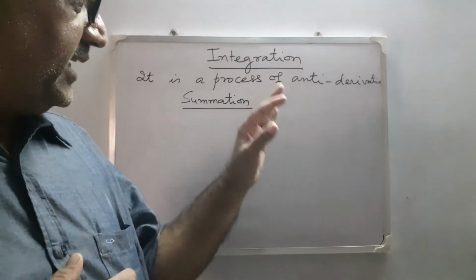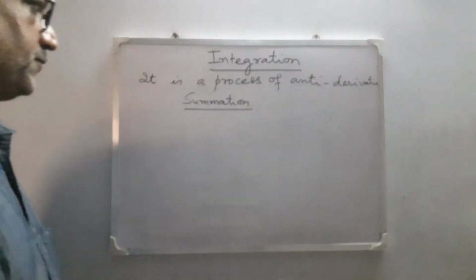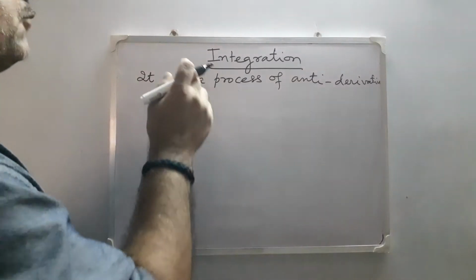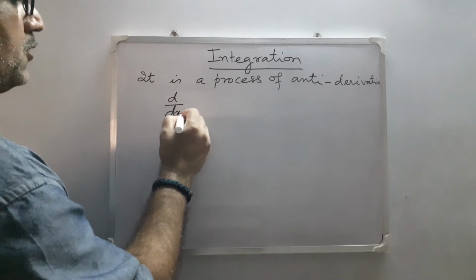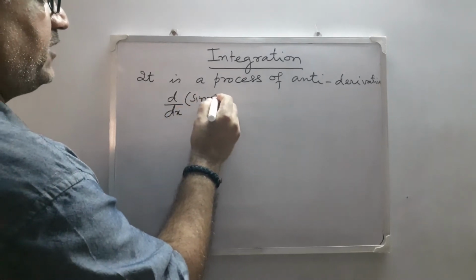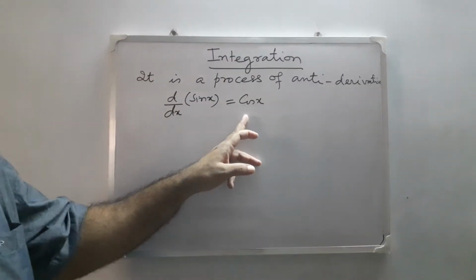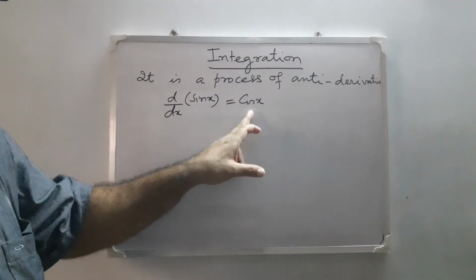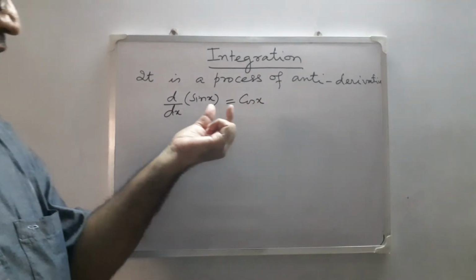Now we should first discuss the process of integration. It is a process just opposite to derivative, a process of antiderivative. What does it mean? Suppose you know the derivative of sin x, d by dx of sin x, is cos x. All of you know that the derivative of sin x is cos x. So the differentiation of a function is a function. The reverse process is, if you integrate this function, you will get the original function.